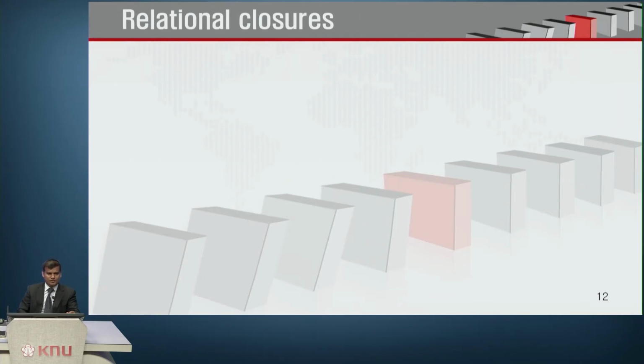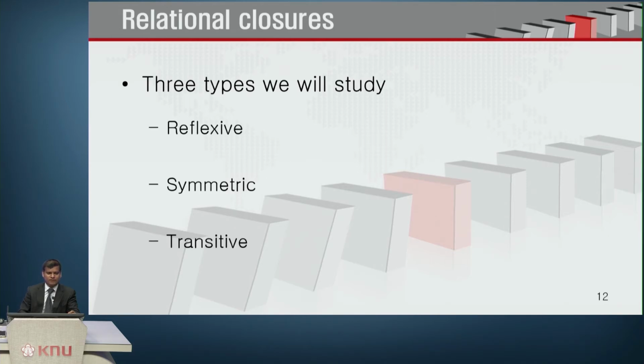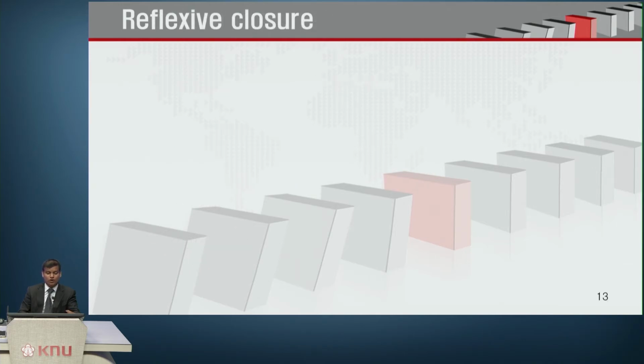Relational closures. This is one of the types that we see. The three types we will study are reflexive, transitive and symmetric. These are the three relational properties for which we are going to talk about the relational closures. Reflexive as well as symmetric relational closures are quite easy for us, whereas transitive is a little bit hard to understand. But anyway, we are going to see all three.